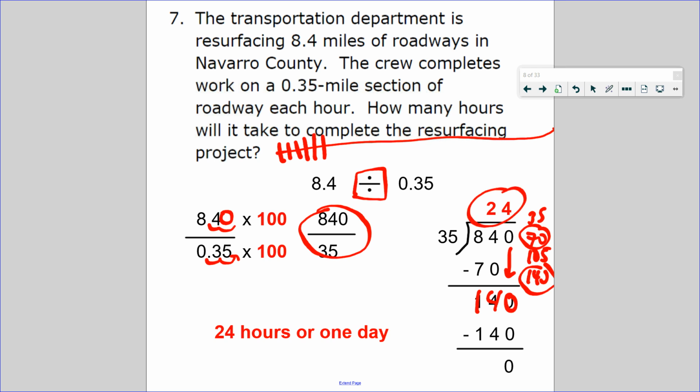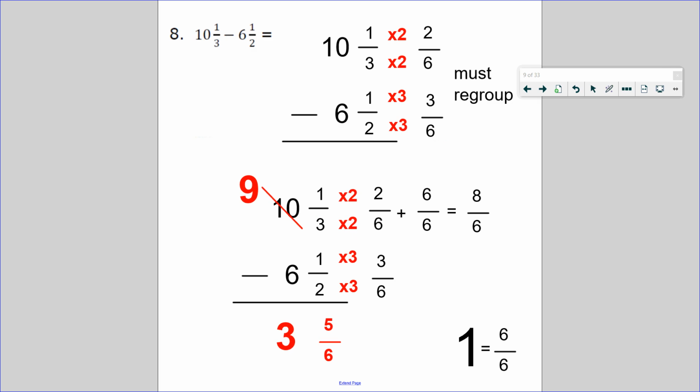Some kids will write one day. Number 8. On a test, you must know how to regroup. 10 and 1/3 minus 6 1/2. Do they have a common denominator? No, it's 6. So how do you turn a 2 to a 6? Times 3. Sorry, so 6.